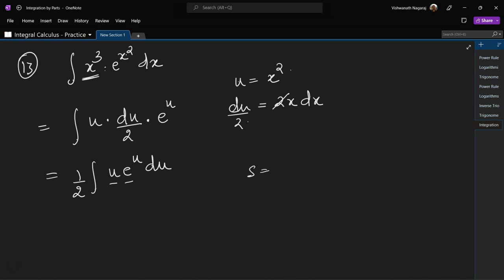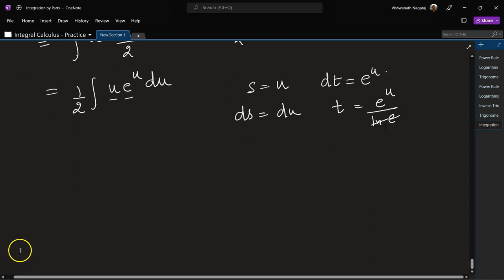So let s equal to u and dv is equal to, let's not use v, let's take s is equal to u, and dt is equal to e to the power of u. So ds will be du, and if we integrate it, we get t is equal to e to the power of u by natural log of e. These two cancel out, we have 1, so we have e to the power of u.